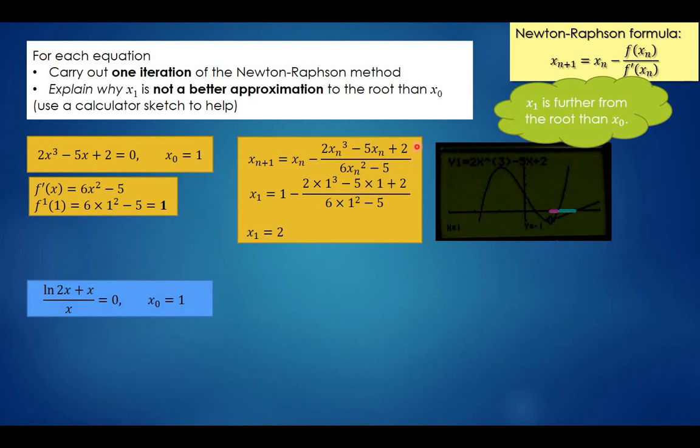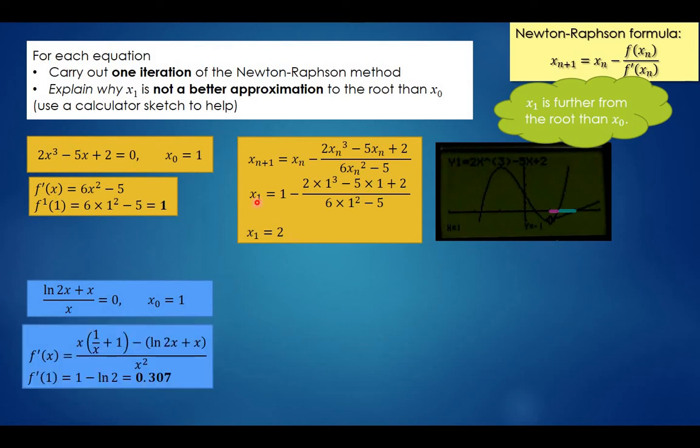Here's my working out for my Newton Raphson formula. I'm substituting in my starting value of 1 and I get a next value of 2. For the second question, we first of all work out the gradient at the starting value of 1. So this is my working out for differentiating.